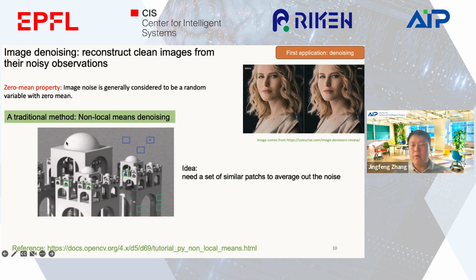Because of this zero mean property, traditional methods in OpenCV commonly use the non-local mean denoising. The idea is simple. Given an image, we find similar patches, then average out the noise.